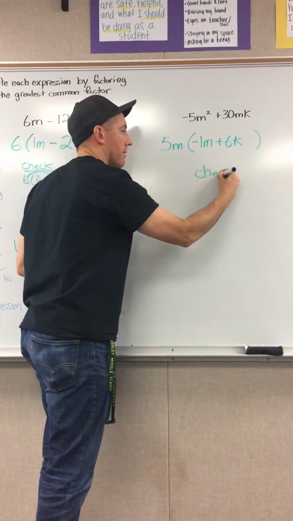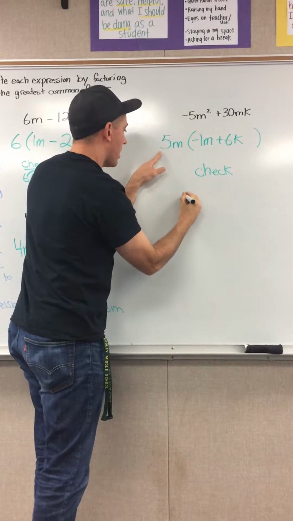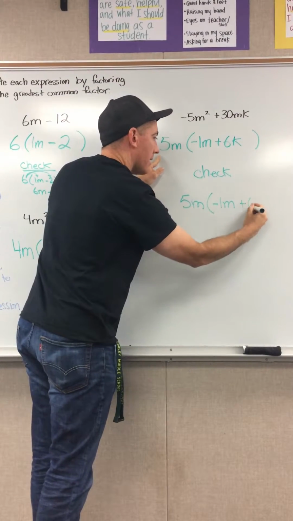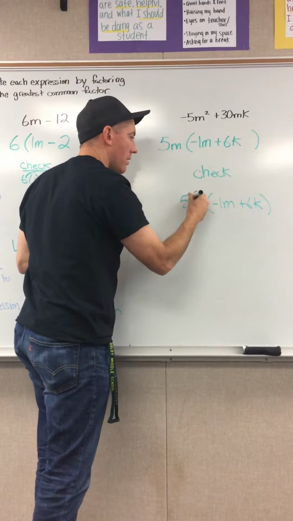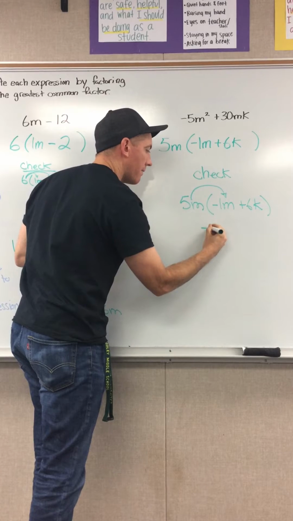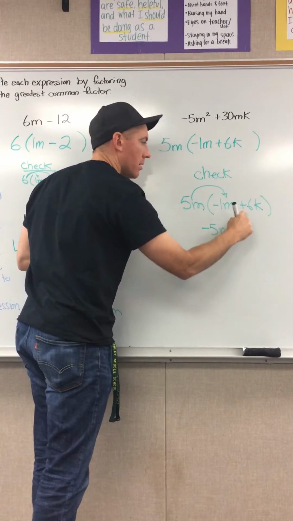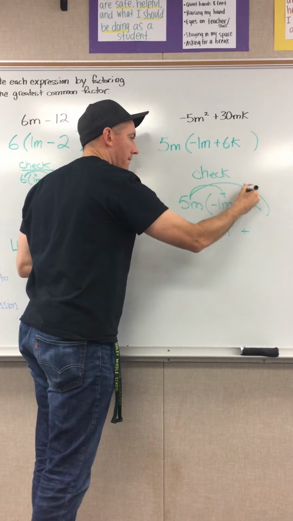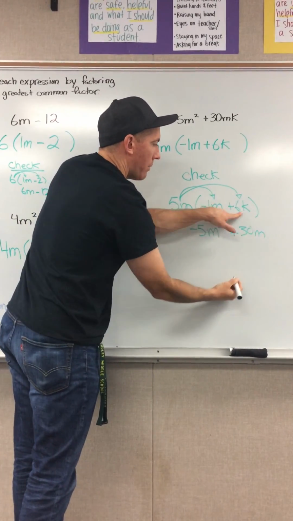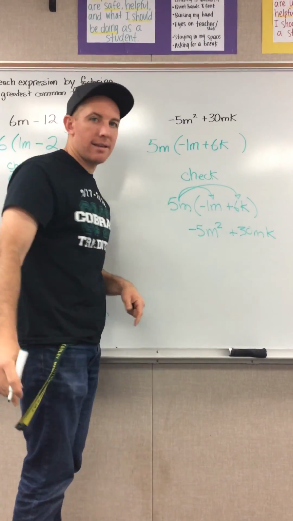And we'll do our check. So you can see it a lot of times in the check. It really helps us make sure that we didn't forget anything. 5m times negative 1m gives us a negative 5m squared, plus 5 times 6 gives us 30. We have an m, and we have a k. And that's it. Thank you.